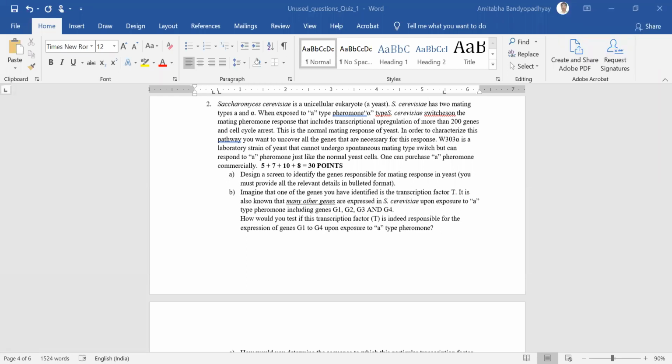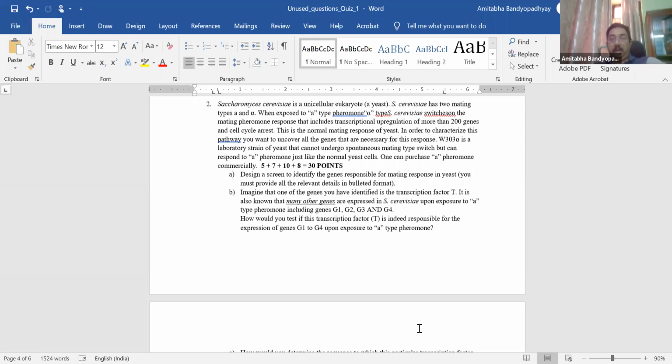Sir, for part A of the question, we can expose this W303 alpha strain to the A pheromone externally, and in a microarray see which genes are expressed under those conditions, and the ones which are normally expressed in that particular yeast strain.